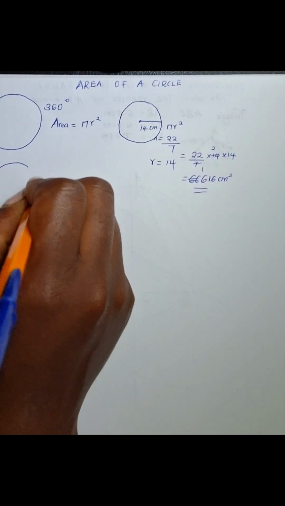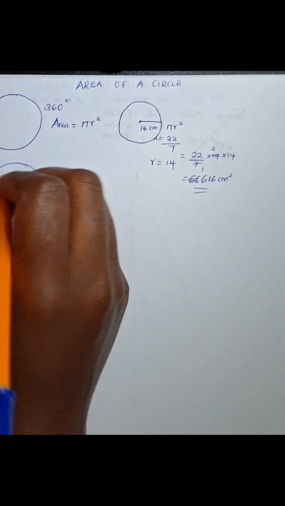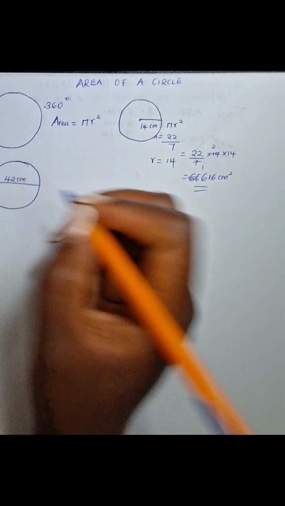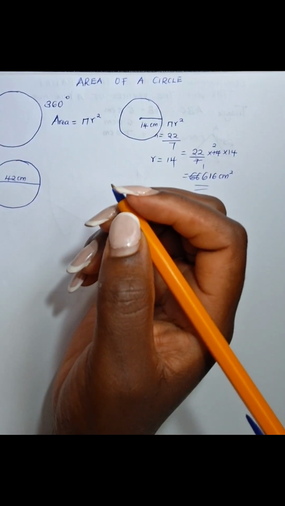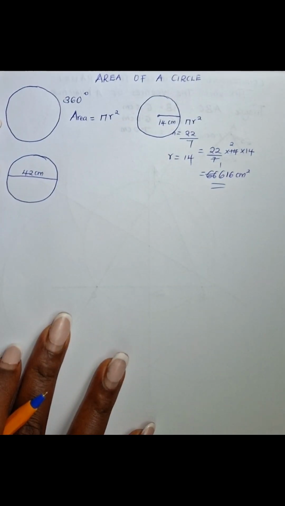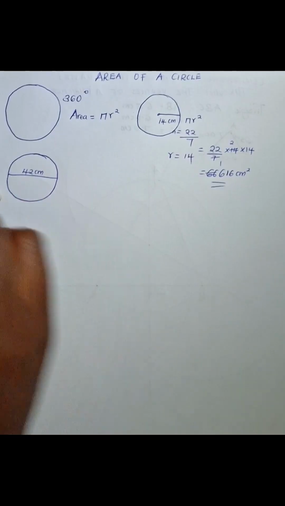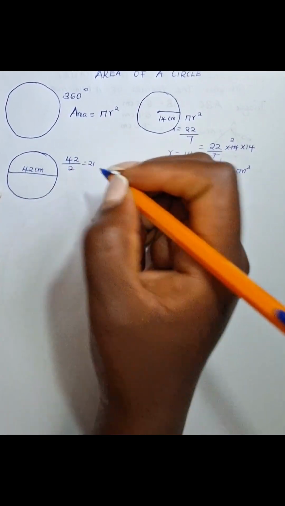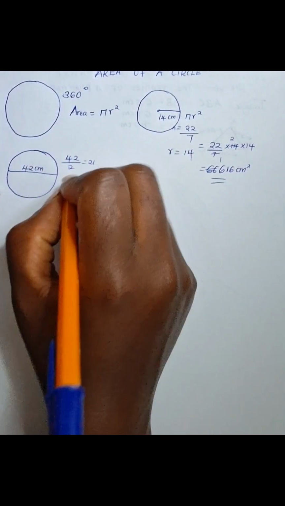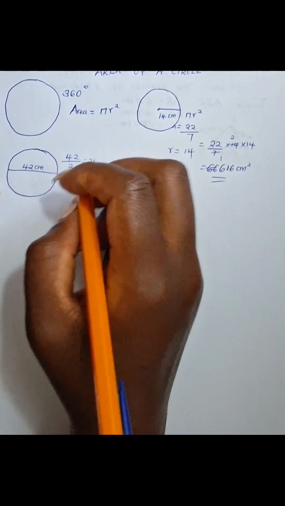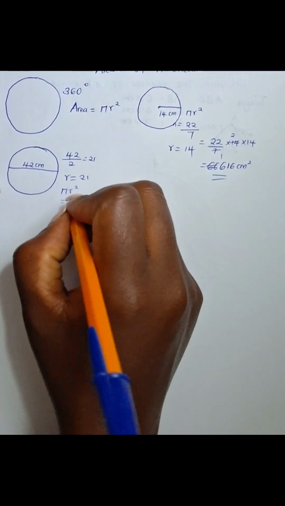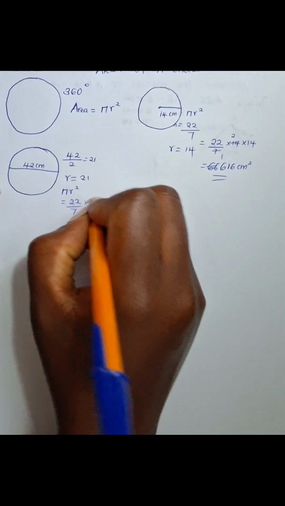Another circle here, but this time you are given the diameter as 42 centimeters. We know very well that if you divide the diameter by 2, you get the radius. So you divide your diameter by 2 to get 21. Then 21 is your radius. Let's say you use pi r squared, so you'll get 22 over 7 times 21 times 21.